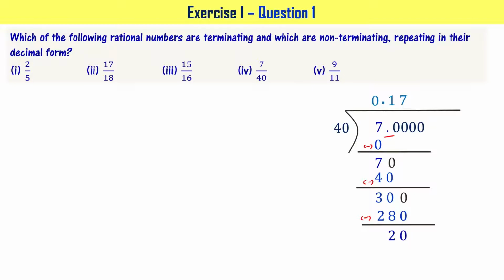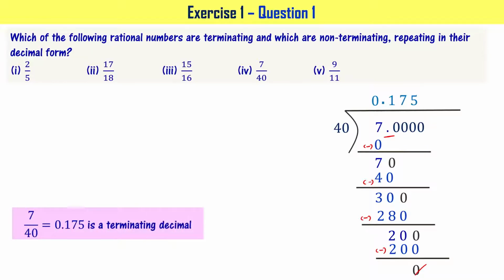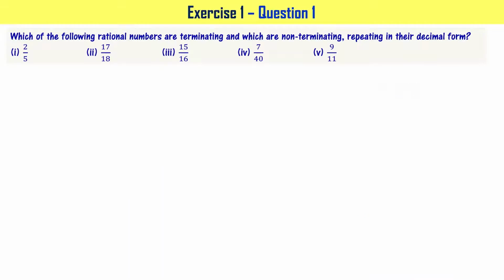I can bring another 0 down so that 20 becomes 200. 5 times 40 is 200. Let me subtract 200 from 200. The remainder is 0, right? Now since the remainder is 0, we can write 7 by 40 as 0.175. It is a terminating decimal. Got it? Now let's look at 9 by 11.